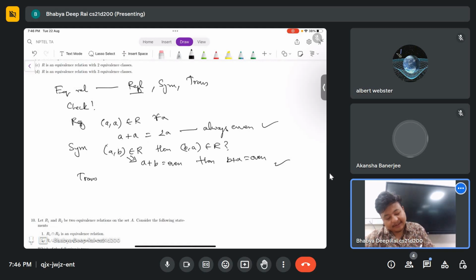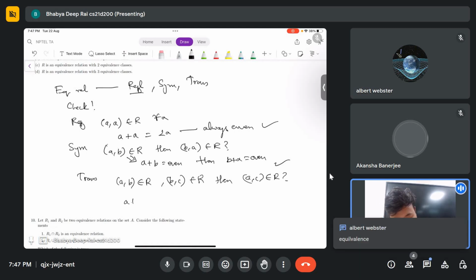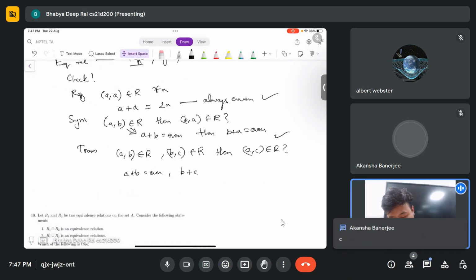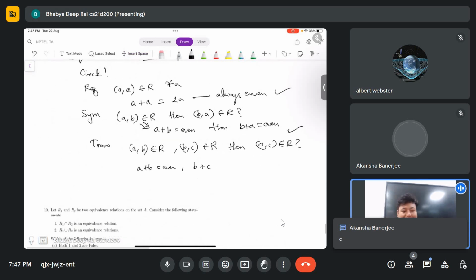Finally, transitivity. Let's see. (A, B) is in R. (B, C) is in R. Then (A, C) is in R. That is the question. A plus B is even. B plus C is even. Okay, so it is an equivalence relation. You see, Akanksha says C is the answer. C is two equivalence classes. Okay, let's see, Akanksha.